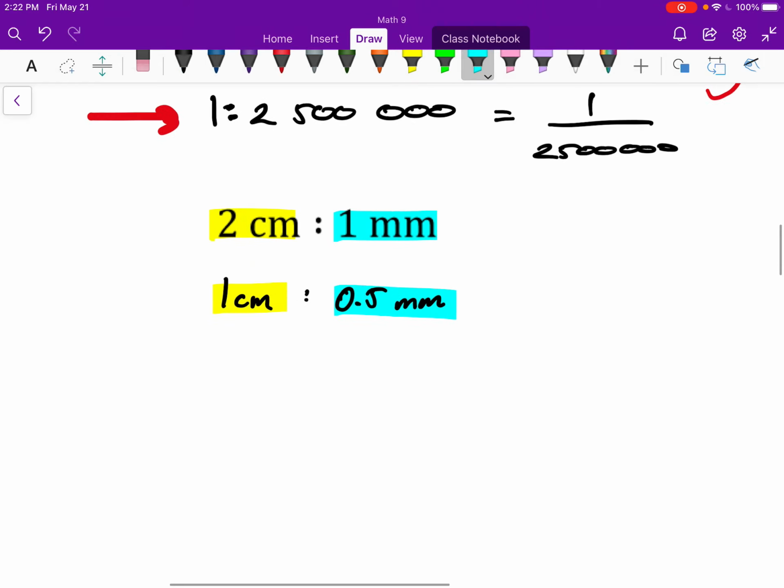Like before, though, I don't actually need to have these units. If I make both units the same, I'm going to make everything in terms of millimeters. So I'm going to change that 2 centimeters into millimeters. So 2 centimeters is the same as 20 millimeters.